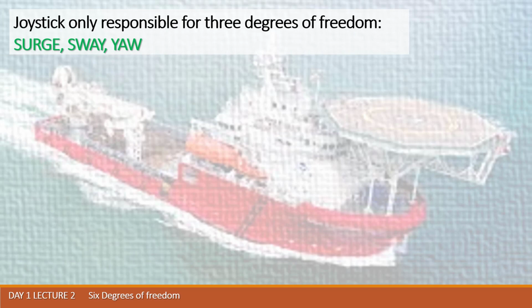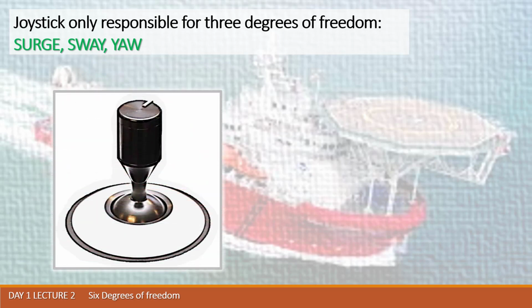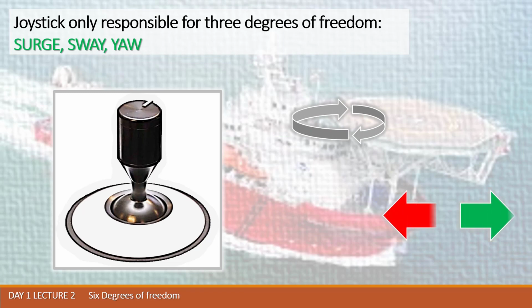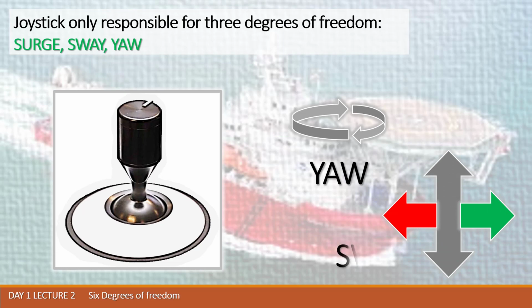To understand the previous statements better, I recommend all of you to take the joystick in your hands and try to move it in different directions, trying to achieve the maximum tilt. So the tilt of the joystick is the force produced by the DP system in the direction the operator requested.